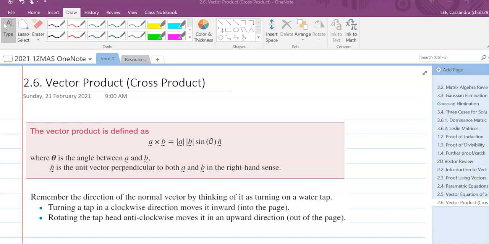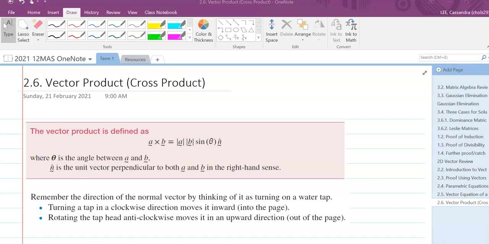Today we're going to be looking at something called the vector product or the cross product. And there's a couple of different reasons that it has these two different names. The most obvious reason is that when we are finding the vector product, we are multiplying two vectors together to get another vector. So that's why it's called the vector product.